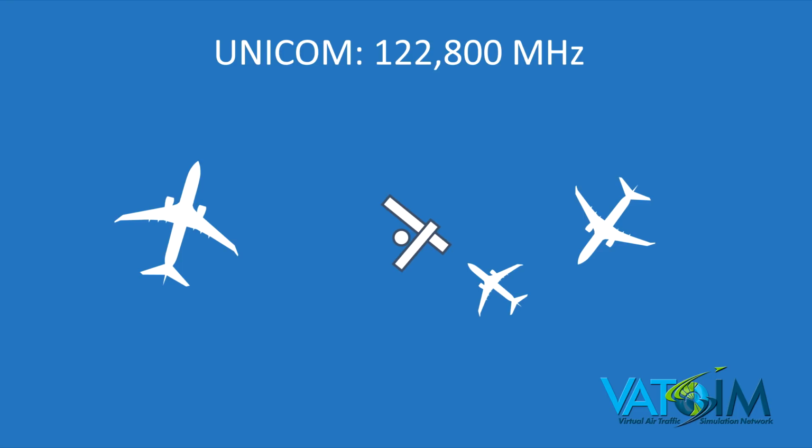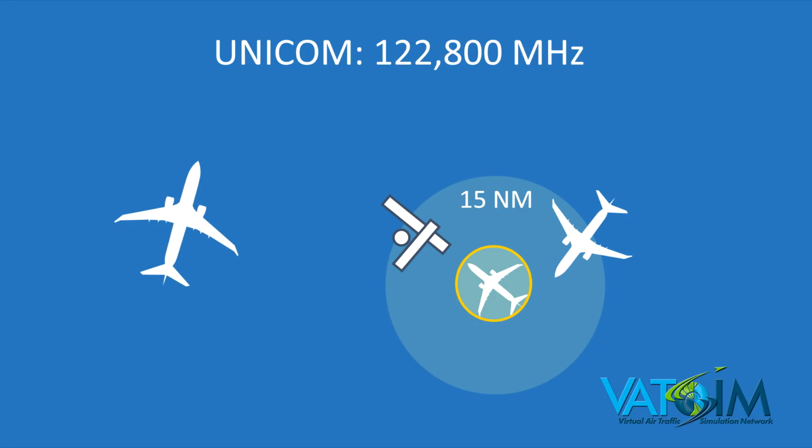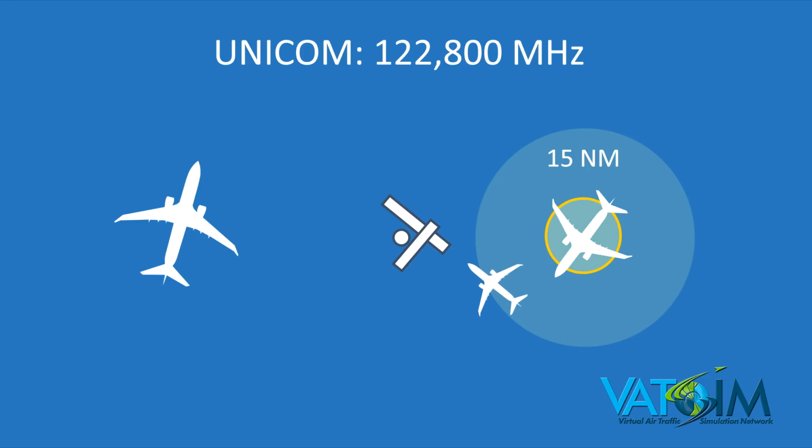And it's important to understand that the 122.8 Unicom frequency is artificially restricted to a 15 nautical miles radius around your aircraft. So you will not be able to transmit and receive at a huge distance, just enough so you can reach other aircraft around you, especially near airports, so you can coordinate with them how to separate for the approach, for example, or how to separate for the departures.